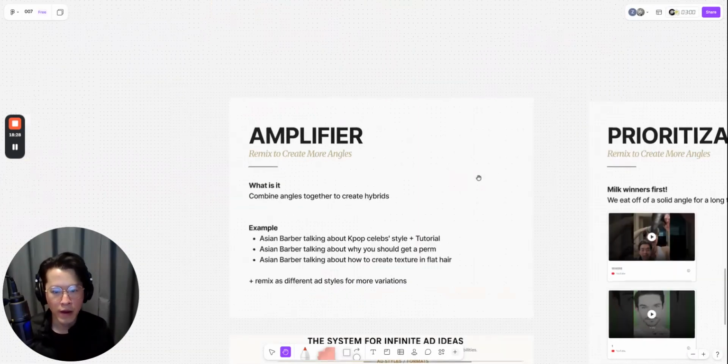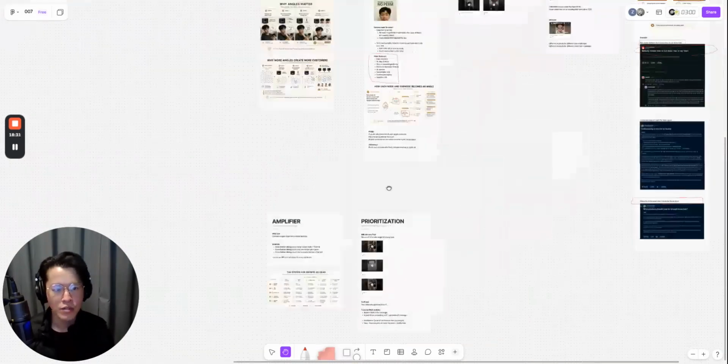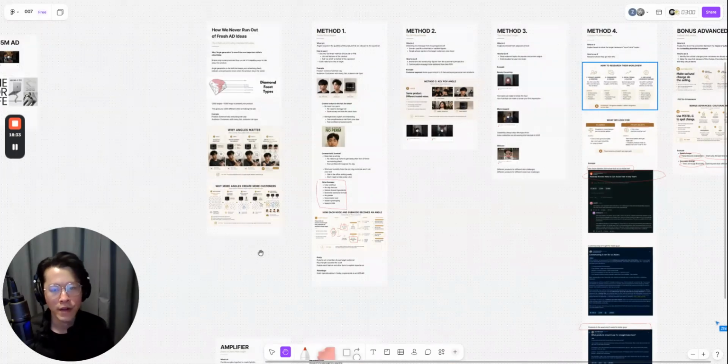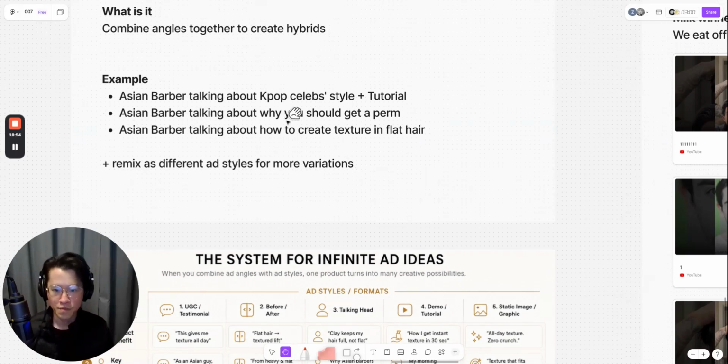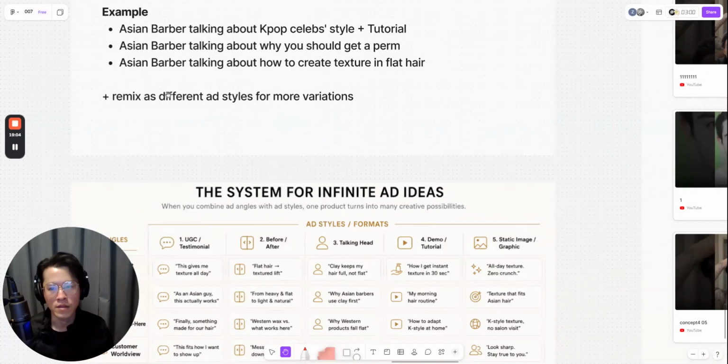All right, let's go to the amplifiers real quick. So once you've actually identified a handful of different angles, you can start doing remixes. So you can combine the angles together to create hybrids. So for example, Asian barbers talking about K-pop celebrity hairstyles and talking about the tutorials. So it's not just Asian barbers talking about hair products, but rather Asian barbers talking about the K-pop celebrity styles and giving tutorials. All right, so similar to that, Asian barbers can talk about why you should not get a perm, and Asian barbers can talk about why creating texture to flat hair is something desirable.